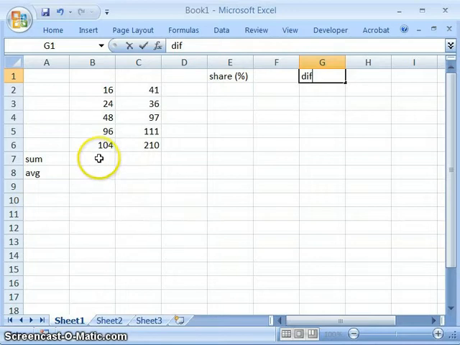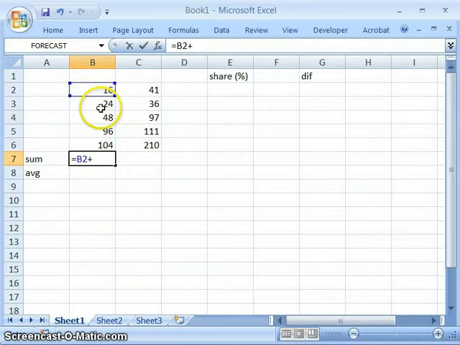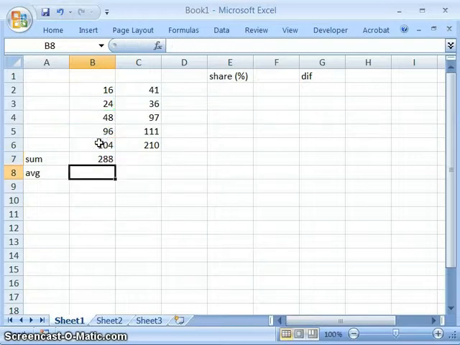So the formula, as I said, always starts with an equal sign. I'm sorry, and you always want to know where you want the answer to go, here. So we're going to do the sum of these numbers here. We're going to start our formula with equals, and we want it to equal this cell plus, and I hit the plus sign, this cell and plus, this cell and plus, this cell and plus, and this cell. Alright, and that equals 288.